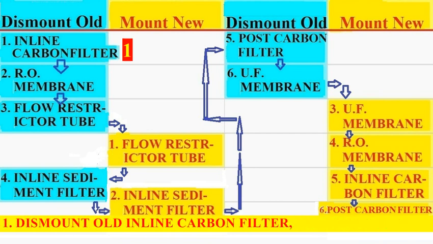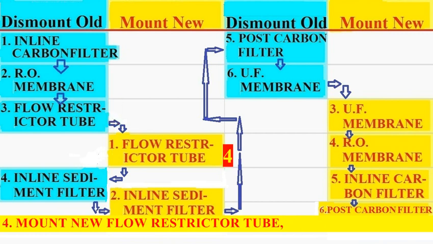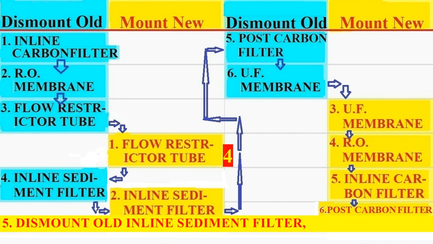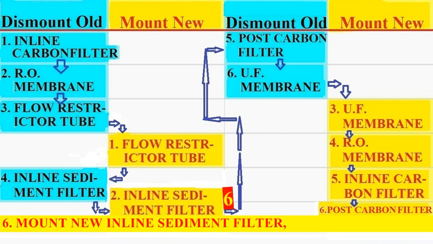1. Dismount old inline carbon filter. 2. Dismount old R.O membrane. 3. Dismount old flow restrictor tube. 4. Mount new flow restrictor tube. 5. Dismount old inline sediment filter. 6. Mount new inline sediment filter.